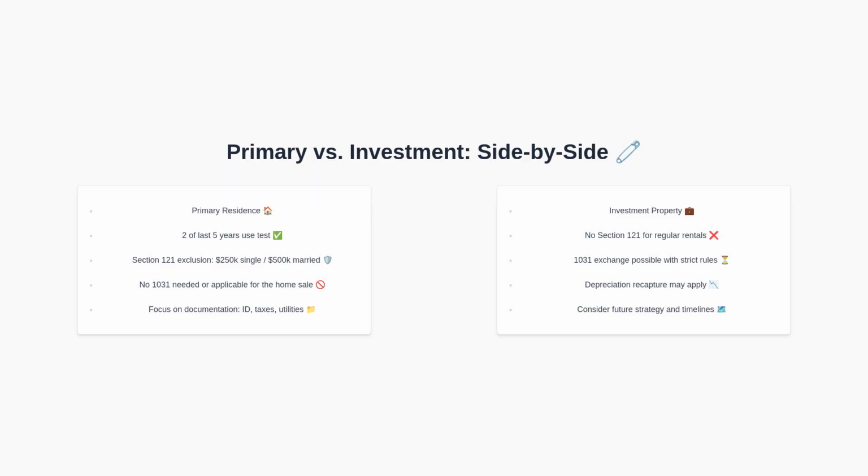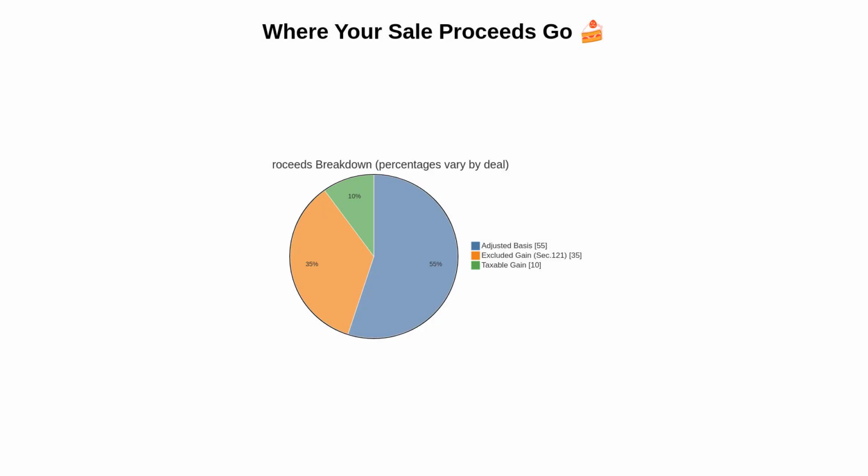A 1031 exchange can defer gain, but there are strict timelines and a requirement to use a qualified intermediary. Depreciation recapture is often part of the tax picture for rentals. Next, visualize the sale proceeds.